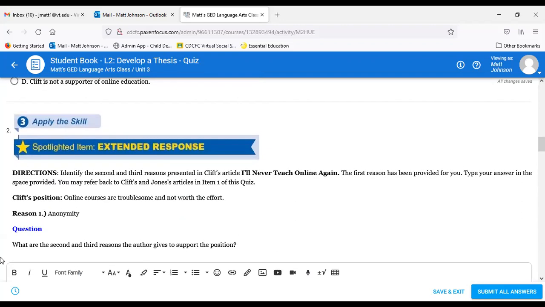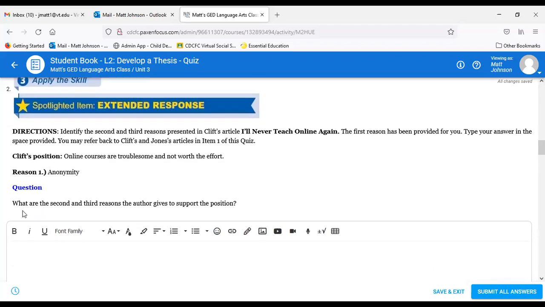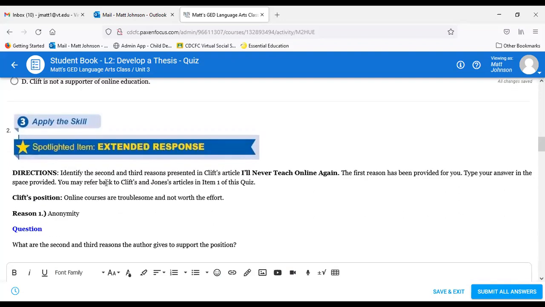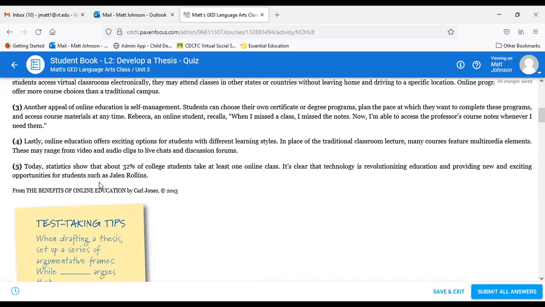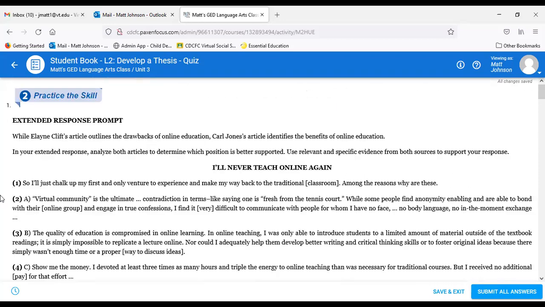So Clift's position, right? This is the overall thesis. Online courses are troublesome and not worth the effort, right? That is her thesis statement. That's her argument. Reason 1, right? She says the anonymity, right? She makes the point that it's faceless, that she can't connect with students. So let's go ahead and just put it and do that. Now for 2, what is the next claim she makes? What is the next reason? Right? Looking at our paragraphs here.